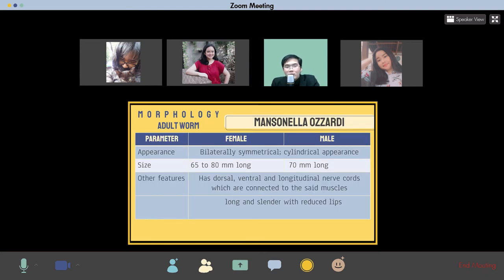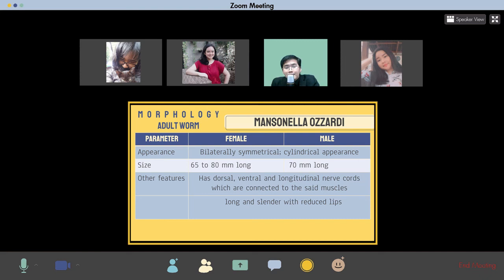Moving on to the morphology of the adult form of Mansonella ozzardi, it appears to be quite bilaterally symmetrical, and it is cylindrical much like other nematodes. Well, not all nematodes, but for the most part, other nematodes are also symmetrical and cylindrical. It comes in two sizes, one for the male and another for the female. Female worms are generally bigger.